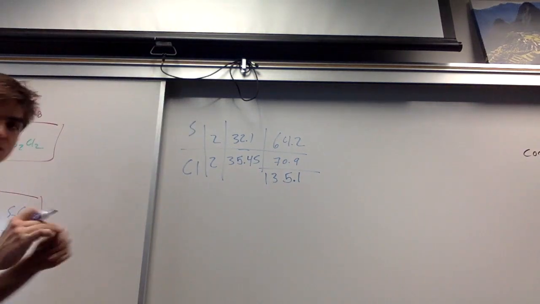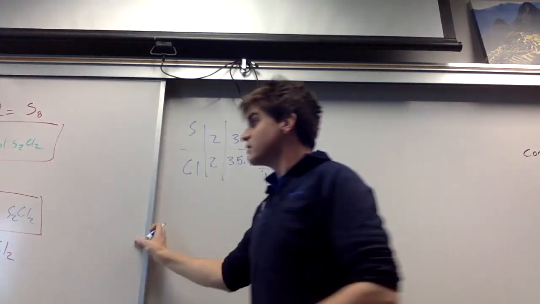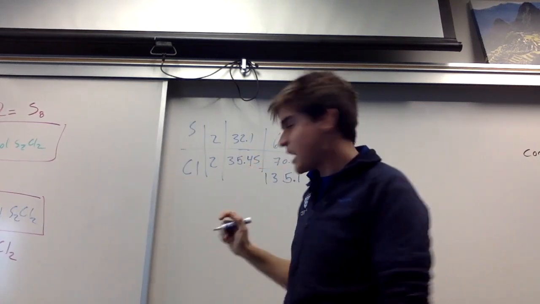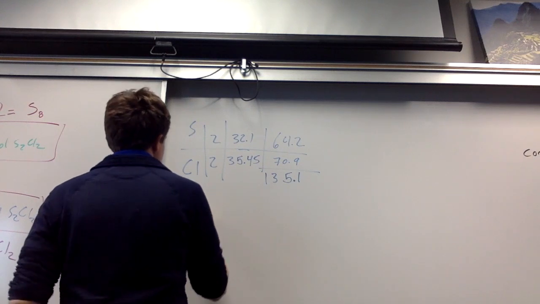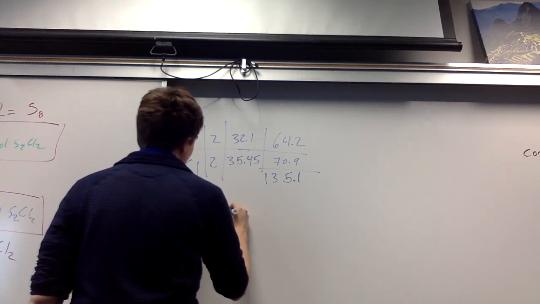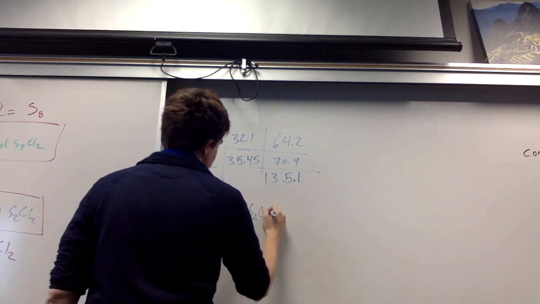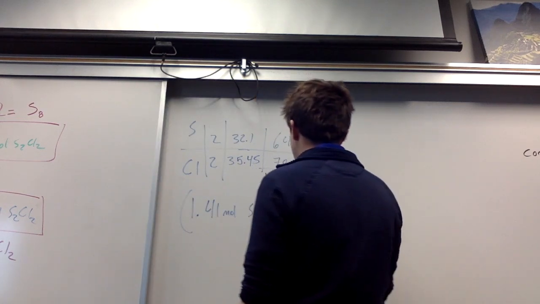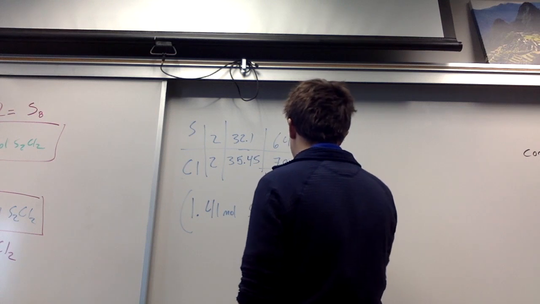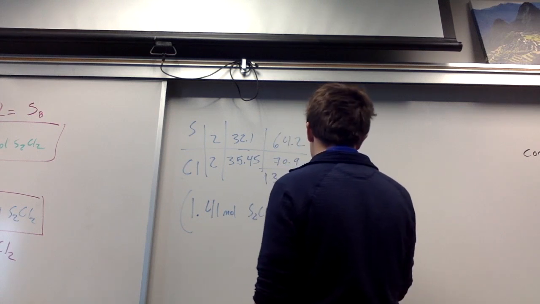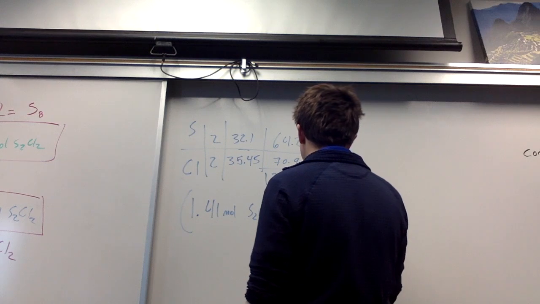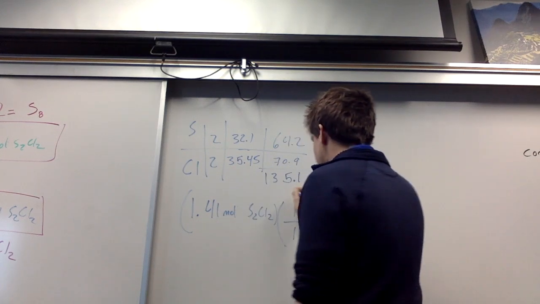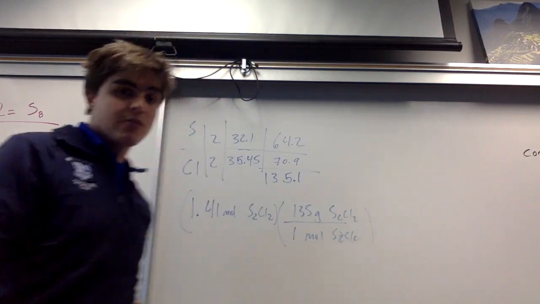And because, again, my smaller number, the number that the limiting reagent created, is actually what happens, I'm going to take the 1.41 mole of S2Cl2 that I'm predicting happened and multiply it by my molar mass. So there are 135 grams in S2Cl2. And I'm going to multiply that by 1 mole of S2Cl2. The moles cancel. I'm left with grams. So I just need to type that in my calculator really quickly.